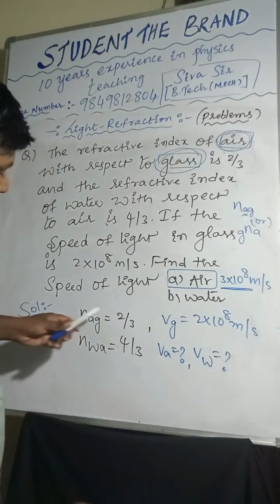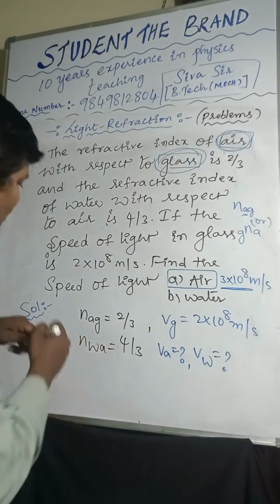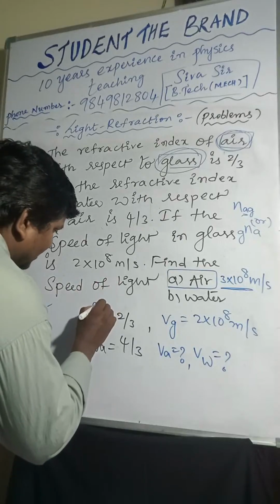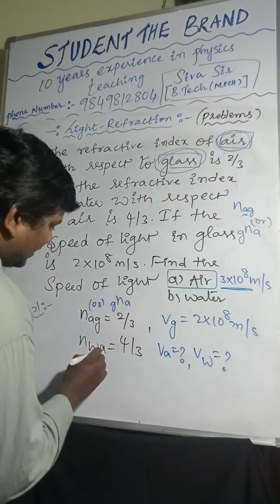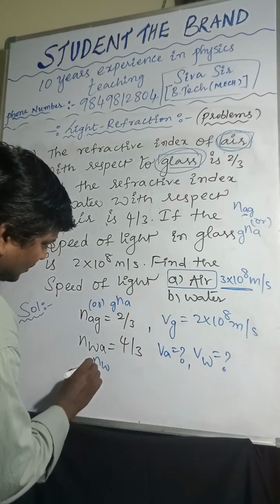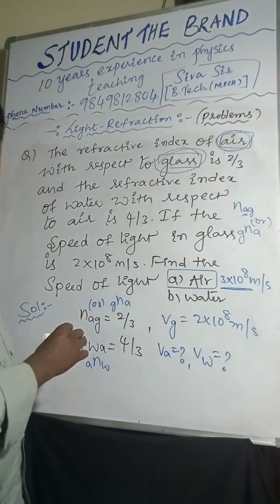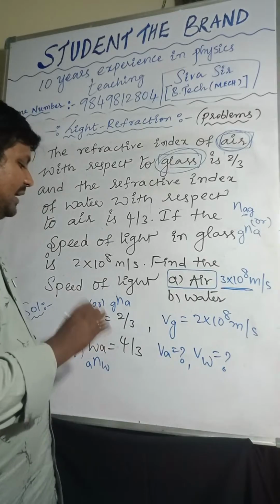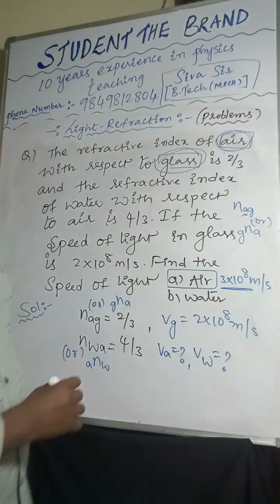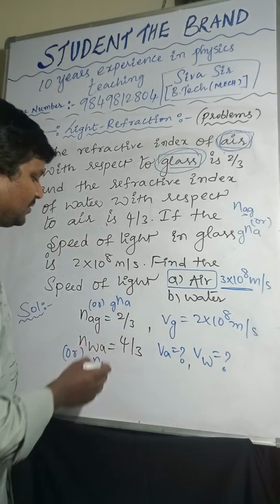Now here, the refractive index of air with respect to glass is 2/3, and we can also write this one in this way, NAG, and this one NWA also. So don't get confused in the MCQs. Sometimes they will give it like this, and even in the problem they will give it in this way. So try to focus on it.